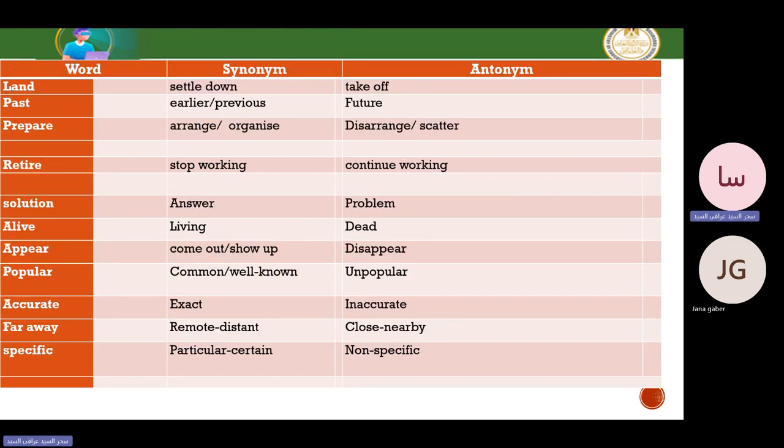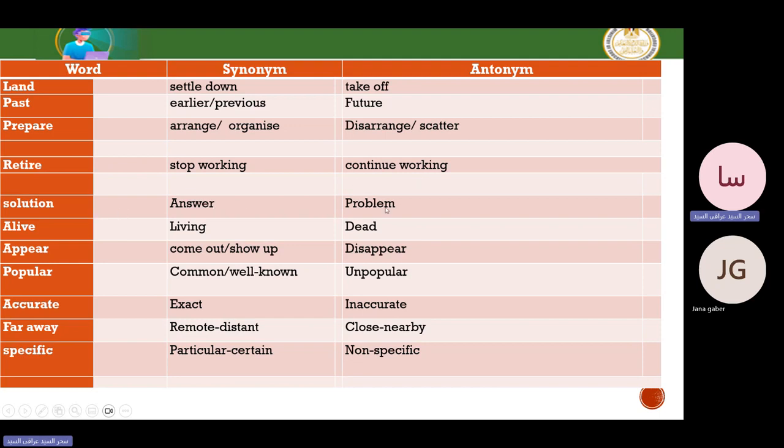Okay, we are going now to have some synonyms and antonyms. What do you mean by land? It means to settle down, and the antonym is take off. Past means earlier or previous, and the antonym is future. Prepare means arrange or organize, and the antonym is disarrange or scattered. Retire means stop working, and the antonym is continue working.